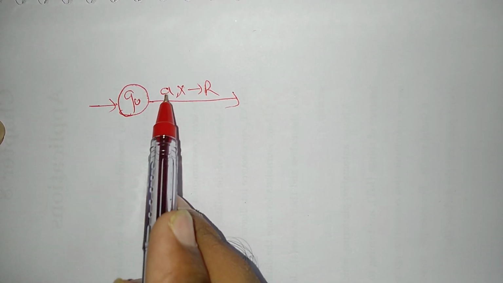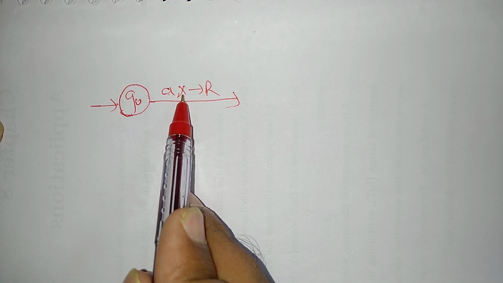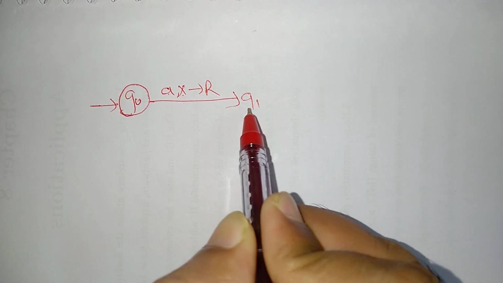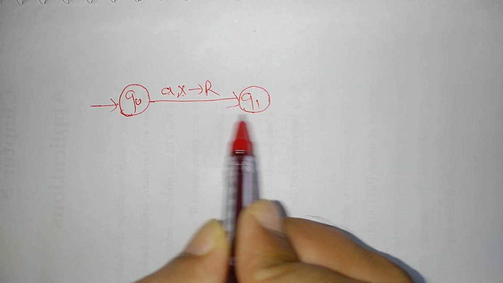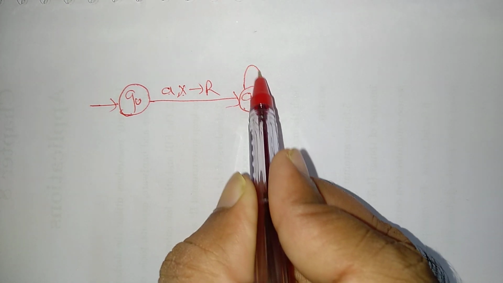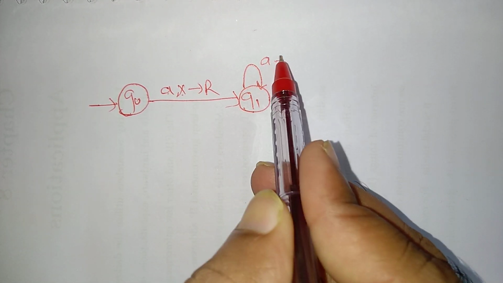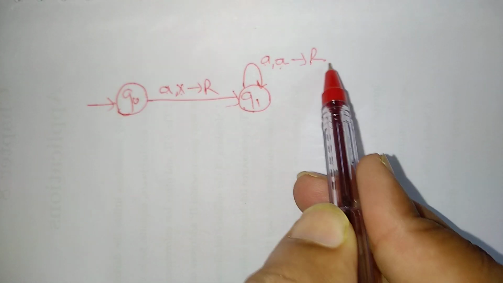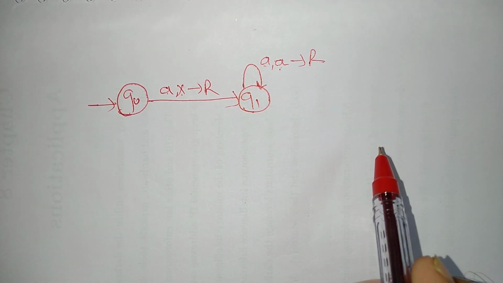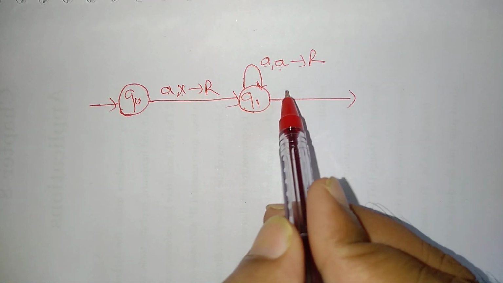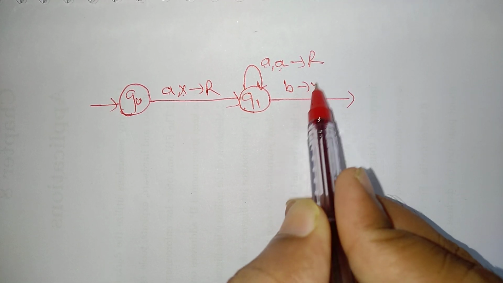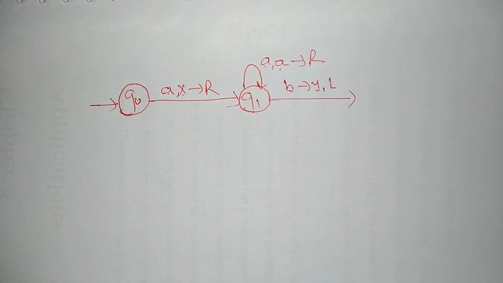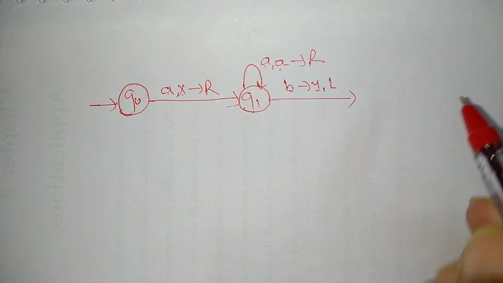This is a state, a is the input symbol that I replace with x, and it goes to the right side. Now it will be Q1. When it goes to the right side, if I get any a's, replace a with a, go to the right side. When will it stop? Whenever first b occurs, it will replace with y, go to left side. That means whenever first b occurs, it will replace and go back.